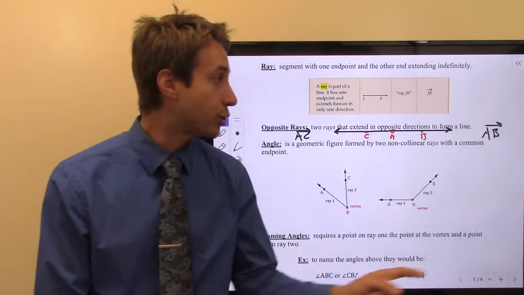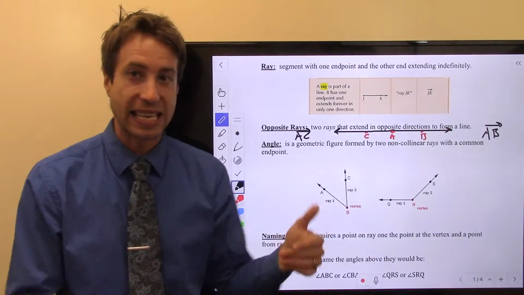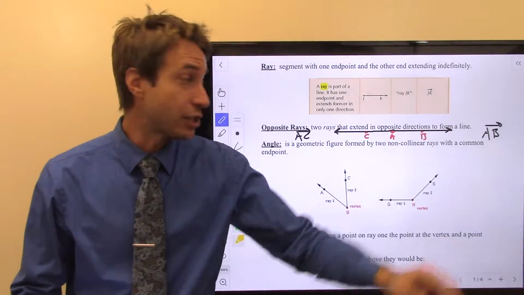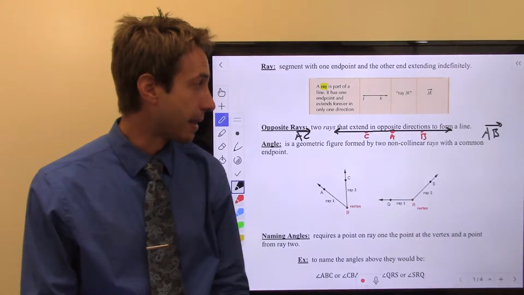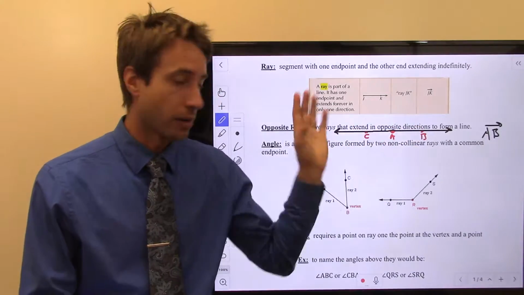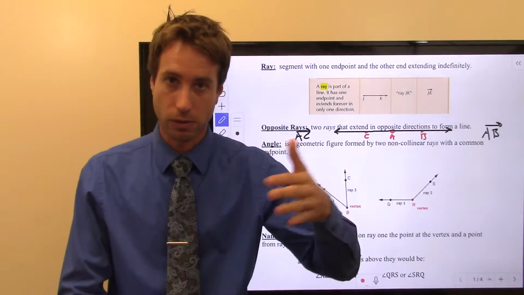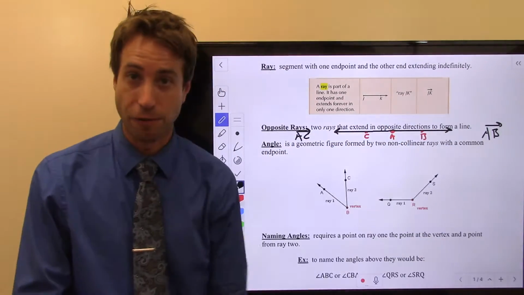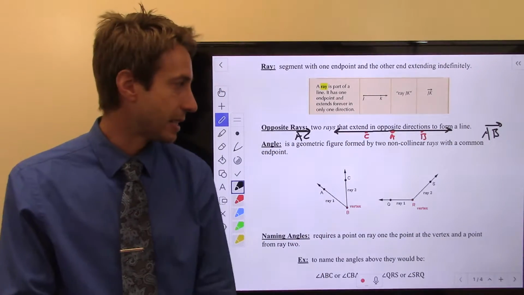But when I put these two rays, the ray AB and the ray AC together, end to end, right, I get a straight line, a linear line. The line AB or ACB, they're all collinear. And these are opposite rays. They're going in opposite directions and they form a line. Opposite rays. Very, very easy.